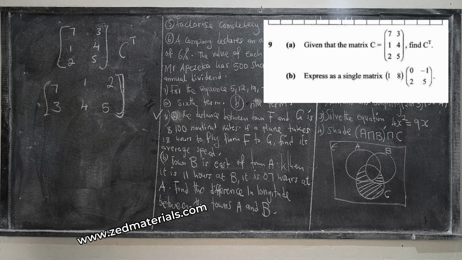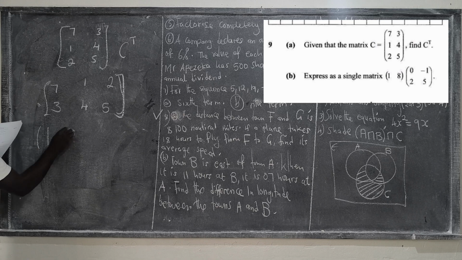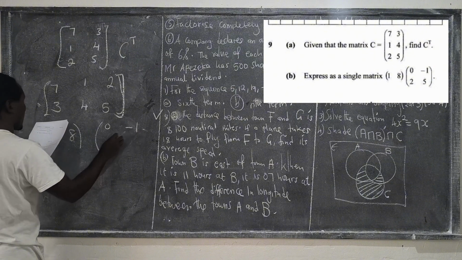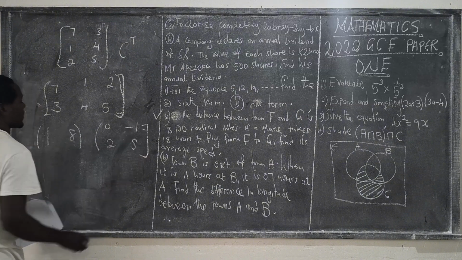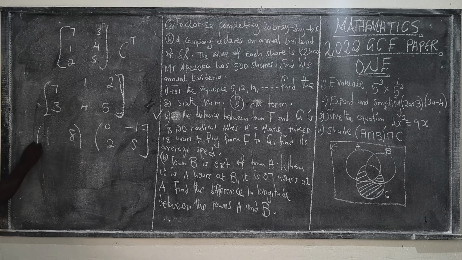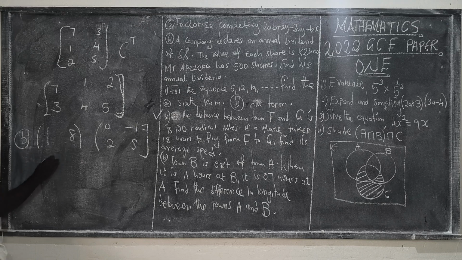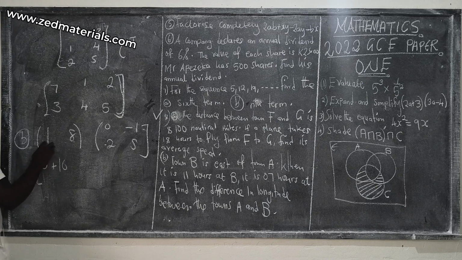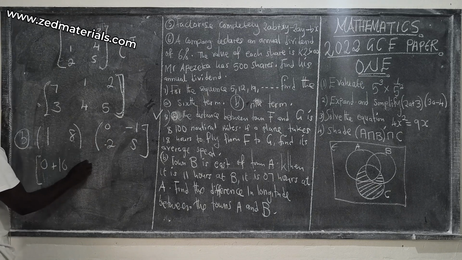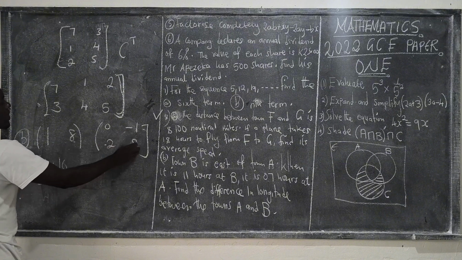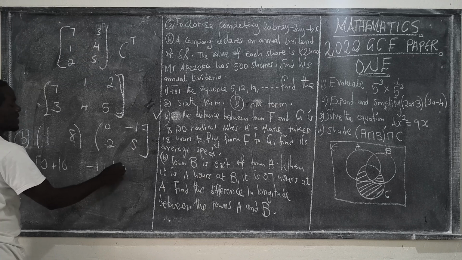Then B, question 9b, they're saying express as a single matrix, where you have the matrix of 1 and 8. Here you have the matrix of 0, -1, and 2, 5. Okay, so it is row by column. We explained on how you can multiply the matrices. So it is 1 multiplied by 0, which is 0, plus 8 multiplied by 2, which is 16. Okay, done. Next, you say again row by column, which is 1 multiplied by -1, which is -1, plus 8 multiplied by 5, that is 40, done.